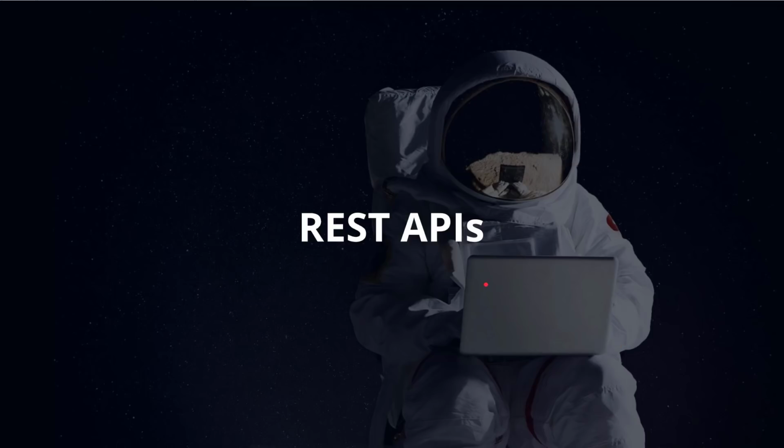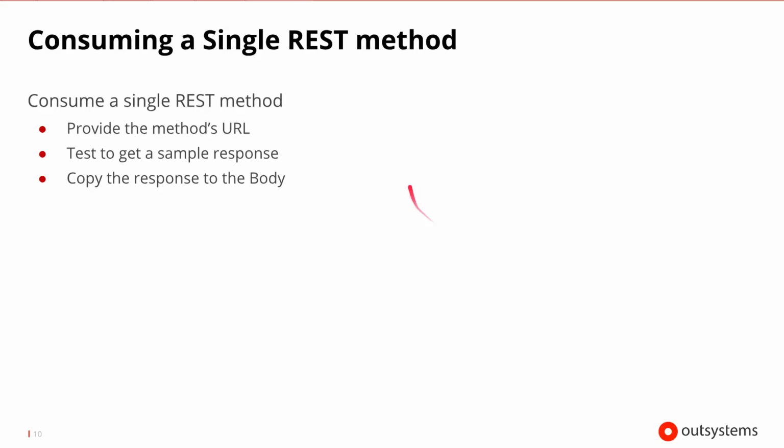So that's it for SOAP. We also have RESTful APIs. And in the RESTful APIs, we can go ahead and consume a single REST method that might be part of a larger set of APIs. So how would we do that inside of OutSystems? Well, we'd want to provide the method's URL and its location, and then run some sort of test to make sure that we can call that and get the response back and then work with it.